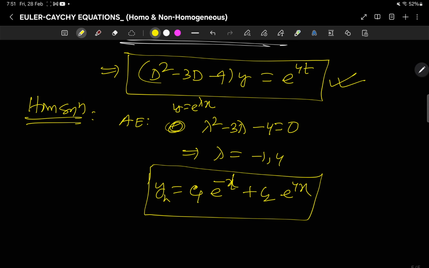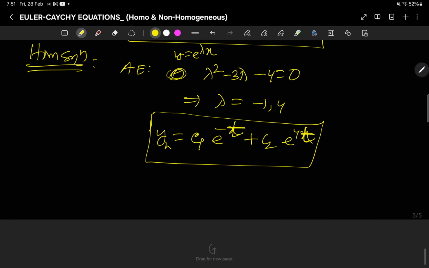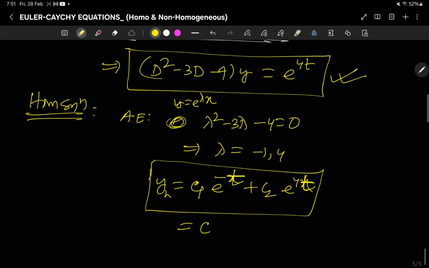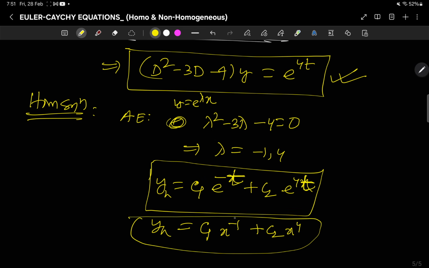It is in t, we have converted to t here. Now if you substitute t is equal to ln x, it will give you c1 x to the power minus 1 plus c2 x to the power 4. So y homogeneous is this. You can compare it with the direct solution. We are getting this, right?